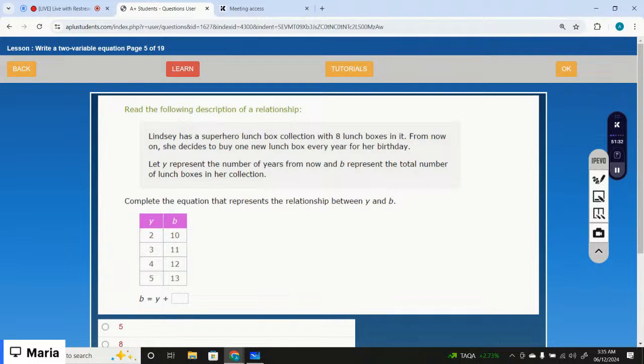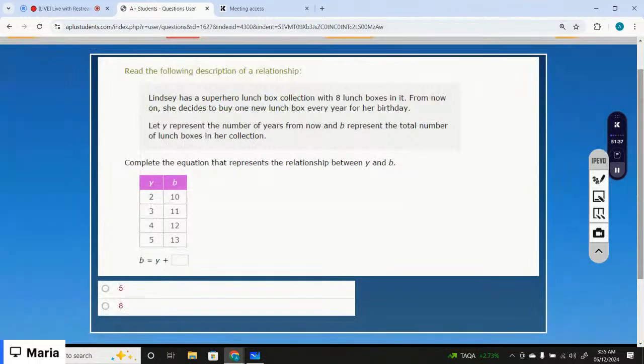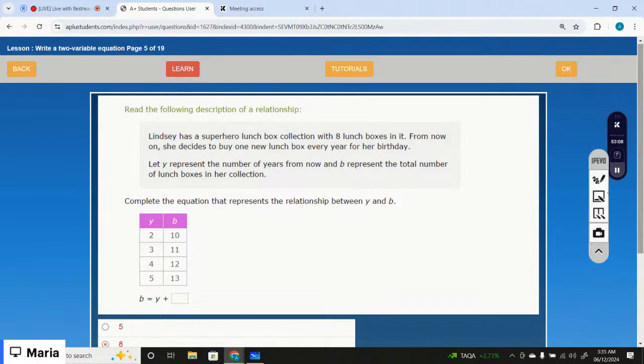Complete the equation that represents the relationship between y and b. B equals y plus the missing value. So which is the correct option? That is b equals y plus 8. Option number 2 is the correct option.